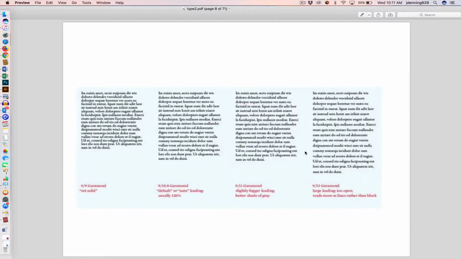And here you can see a paragraph. And this is very tight. This is a little bit looser. This might be what's chosen, and this might be a little bit too loose. If it gets too loose, then it reads more as lines rather than a block.